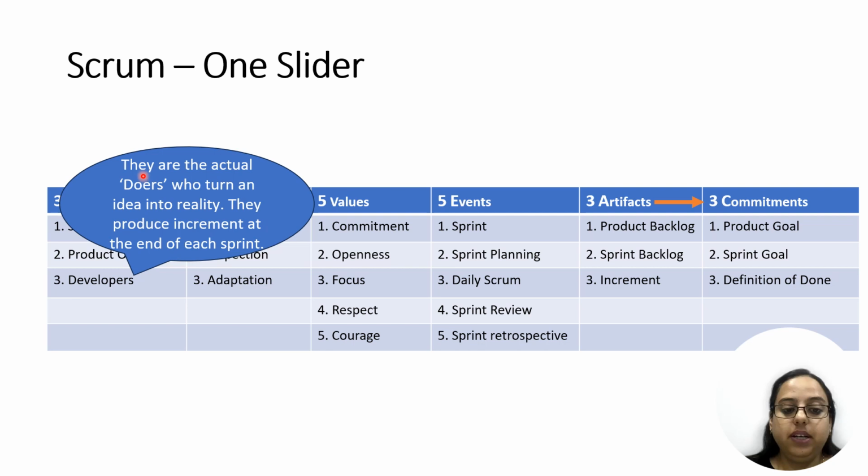The third accountability here is developers. So apart from product owner and scrum master, everyone else who is present on the scrum team is called a developer. Developers are the actual doers, right? They turn an idea into reality. They produce the increment at the end of each sprint. So they play a very, very important role here, as they are the ones who actually execute the work, right? They turn the idea into reality, as it is mentioned over here.